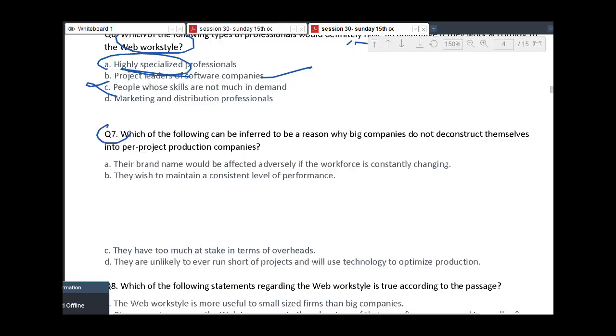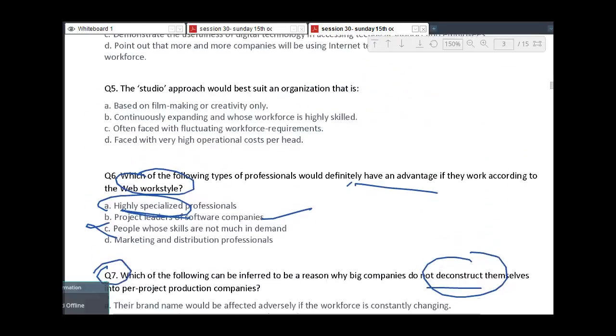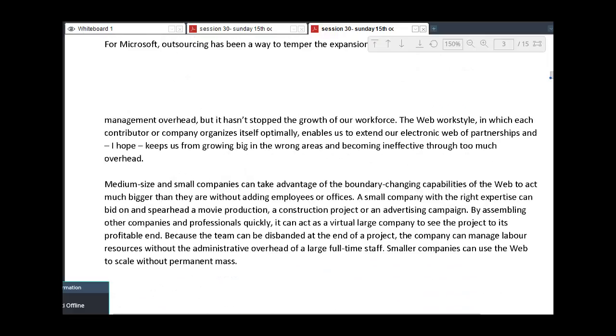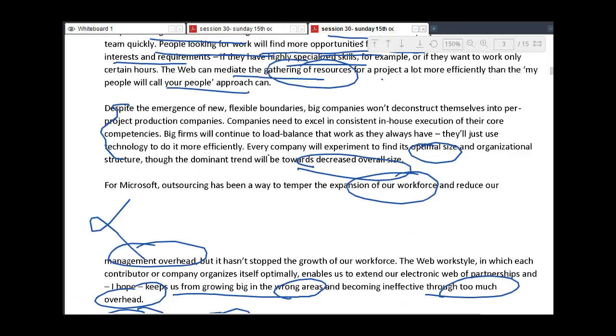Look at the seventh question now. Which of the following can be inferred to be a reason why big companies do not deconstruct themselves? The word deconstruct has come. Let's go back in the passage. Where exactly can you see this? If you go back in the passage, the word deconstruct has come here in this paragraph. Despite the emergence of new flexible boundaries, big companies won't deconstruct themselves. Companies need to excel in consistent in-house execution of their core competency. So they won't deconstruct themselves. Deconstruct basically means change.